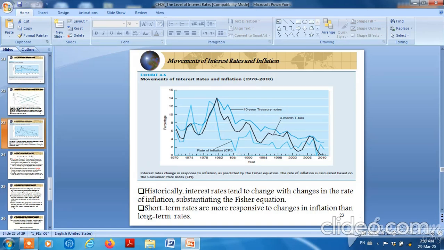هلاقي ان الشورت تيرم rates measured by 3-month treasury bills. So the interest rates change in response to inflation as predicted by the Fisher equation. The rate of inflation is calculated based on the consumer price index. وهنا هلاقي الملحوظة الثانية المهمة إن الشورت تيرم rates are more responsive. هنا طبعا بتكون الشورت تيرم more responsive than long term rates.